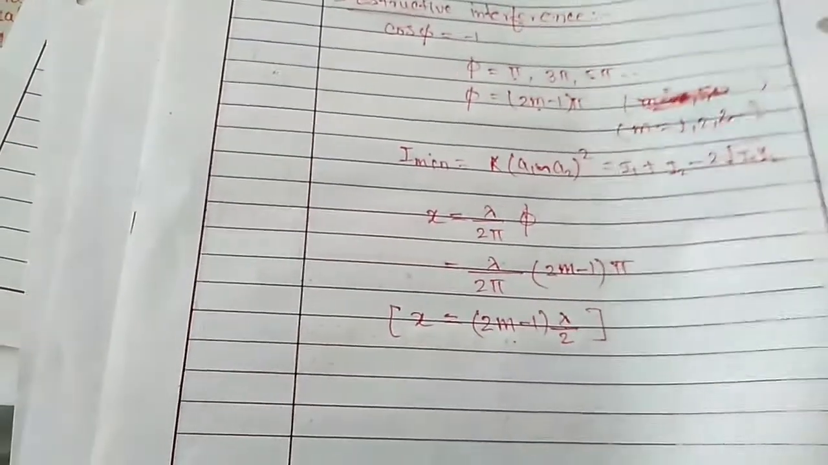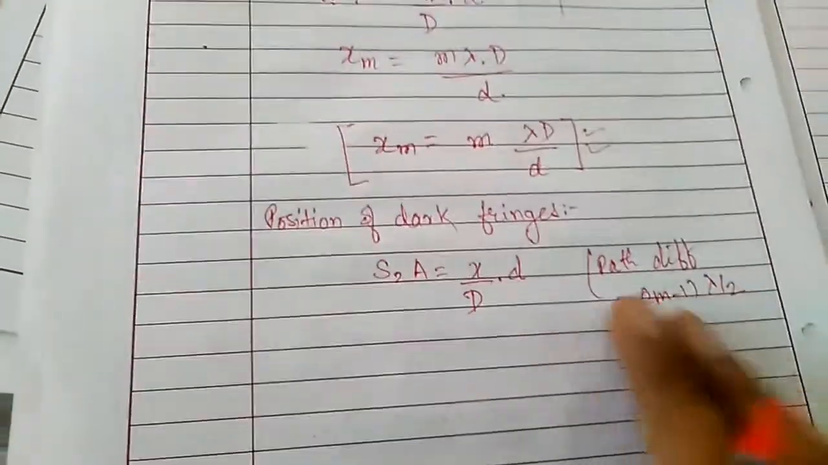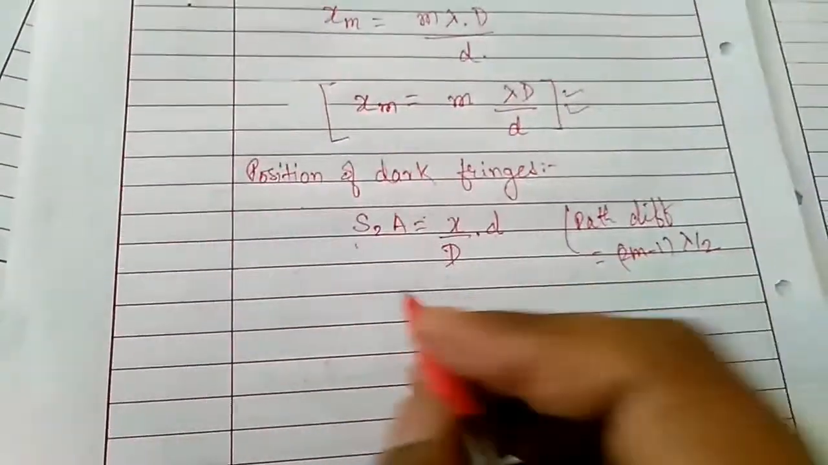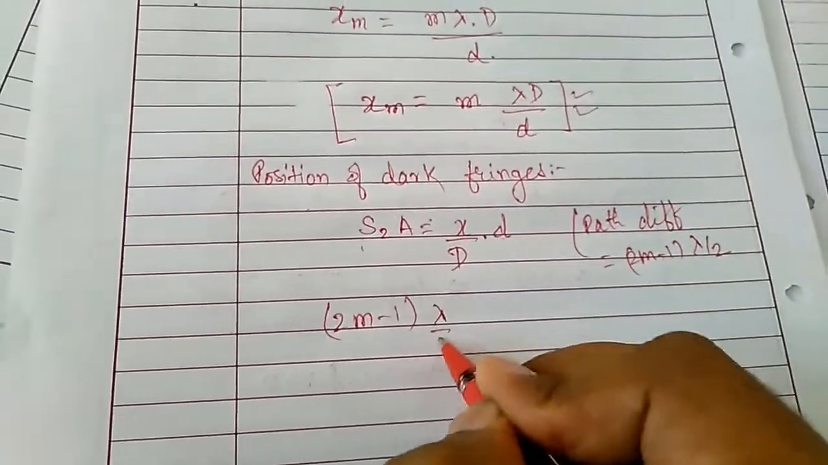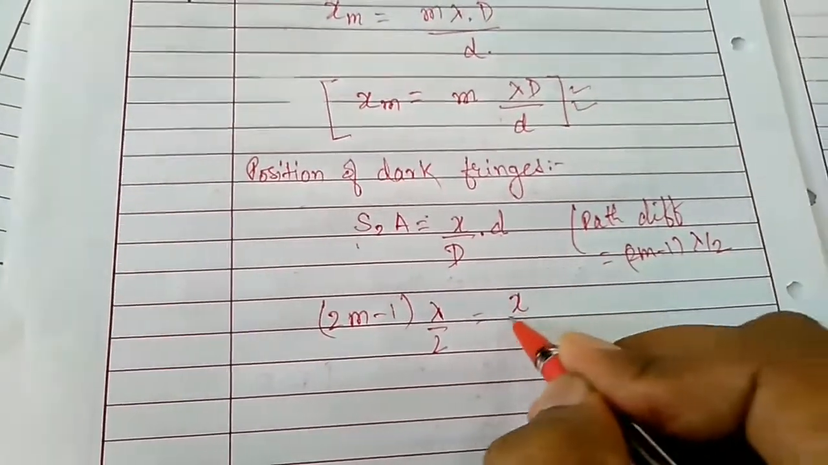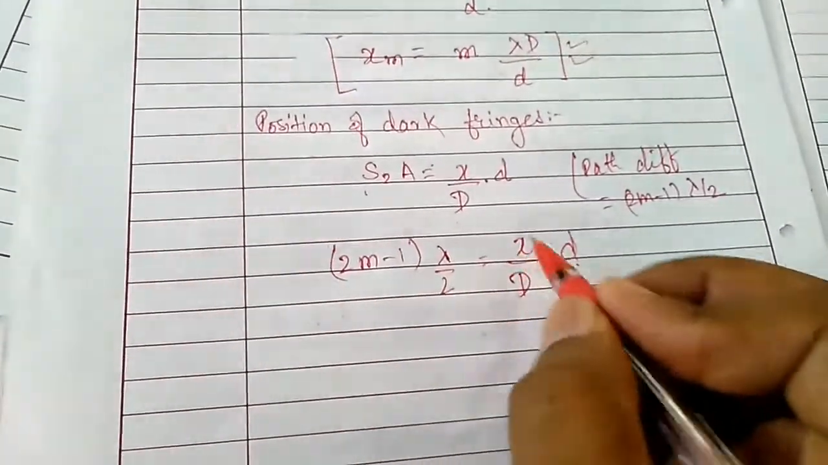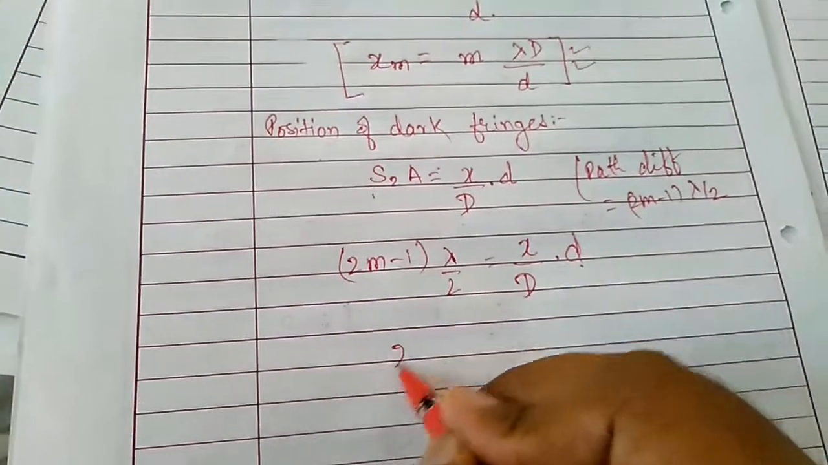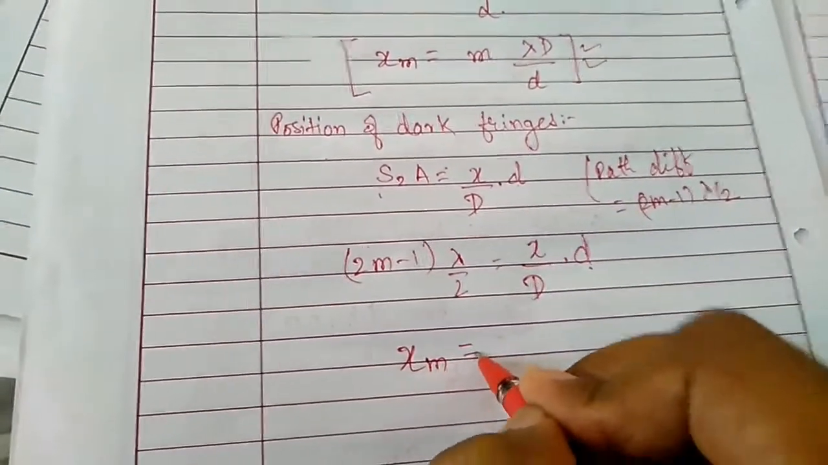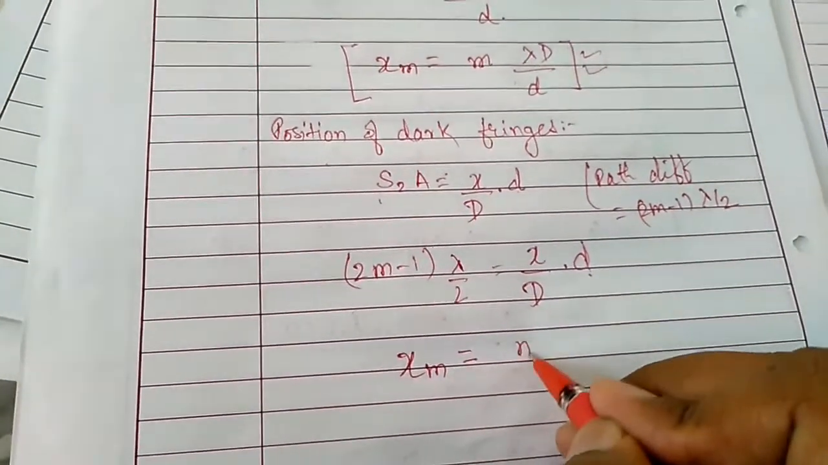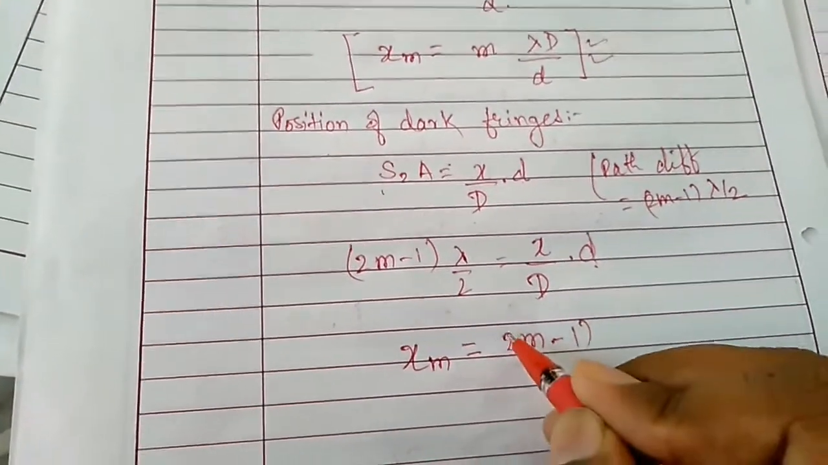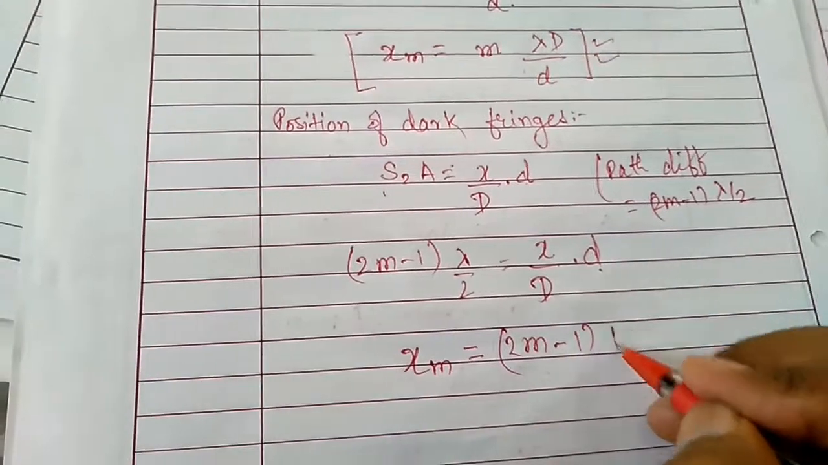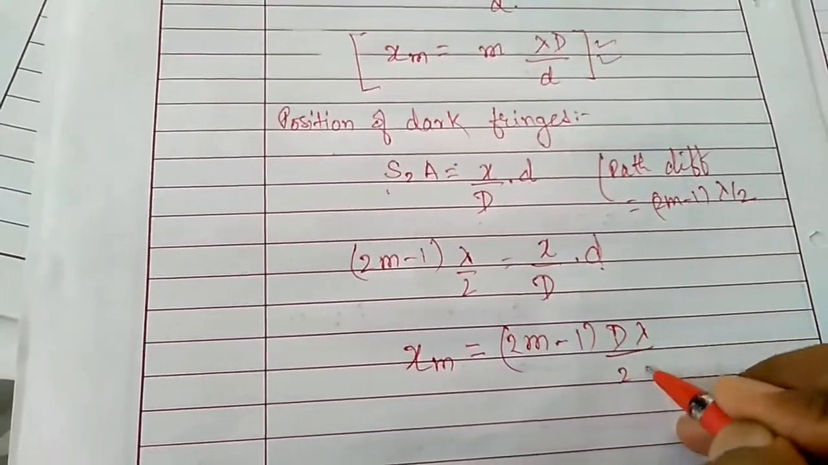So here it was the path difference. So let's fill the value here. Instead of S2A, we are putting (2m minus 1) lambda by 2 is equal to x capital D upon small d. Now I'm writing this in general, so x will be xm. So xm is equal to, on solving you will get, (2m minus 1) capital D lambda upon 2d.